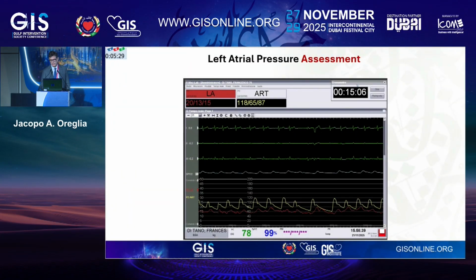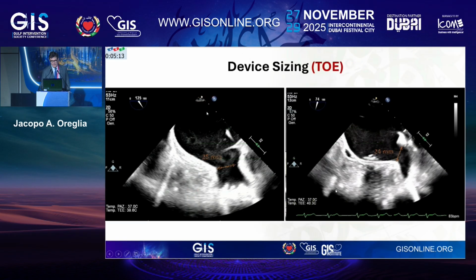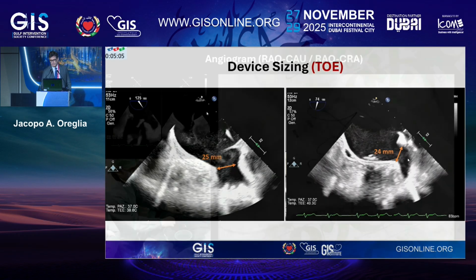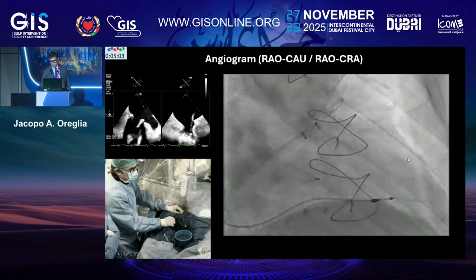So at this point, it is very important, before choosing the device, to have a good LA pressure. To correctly size the device, we need an LA pressure higher than 10 millimeters of mercury, and in this case we measured 15 millimeters of mercury, so this was okay. And at this point we can select again some measures with the echo, which was 25 millimeters by 24 millimeters in this projection. And we also did an angiogram.